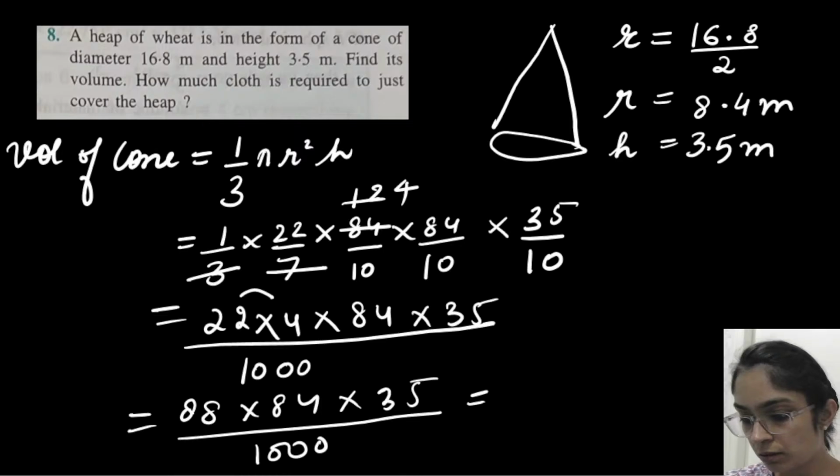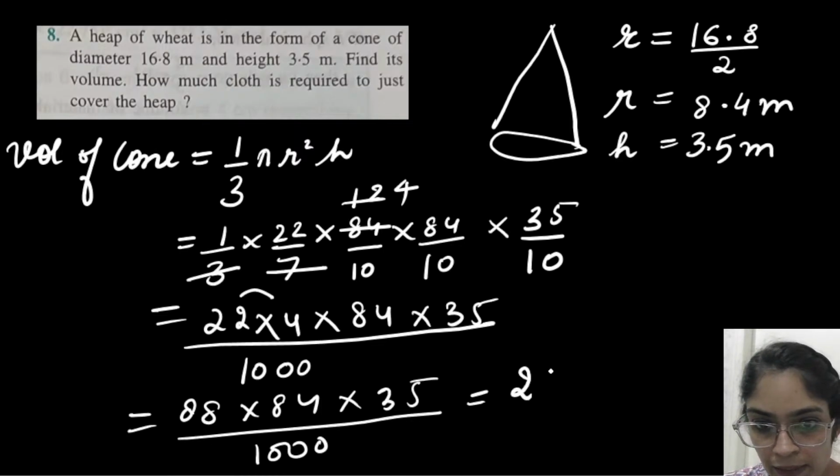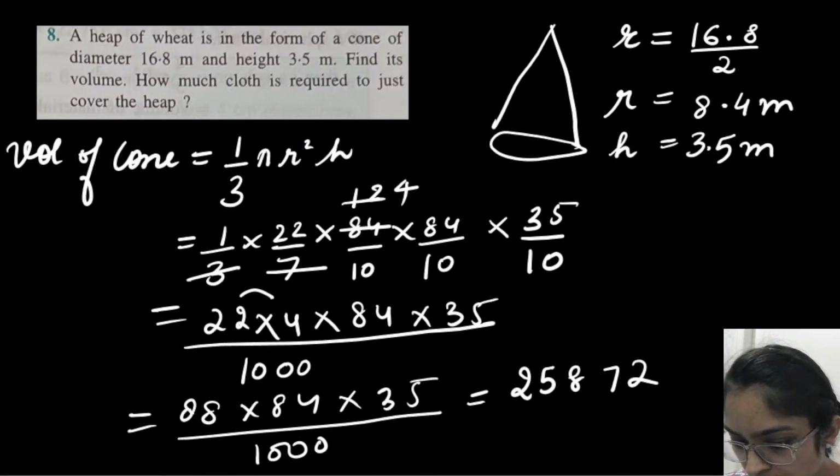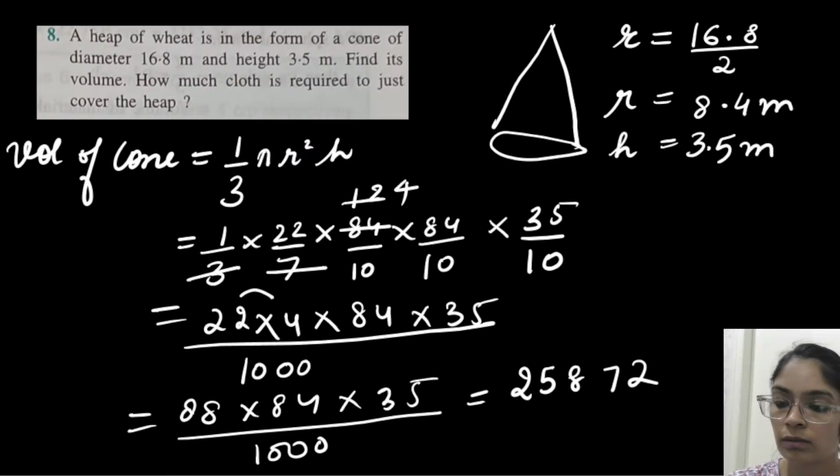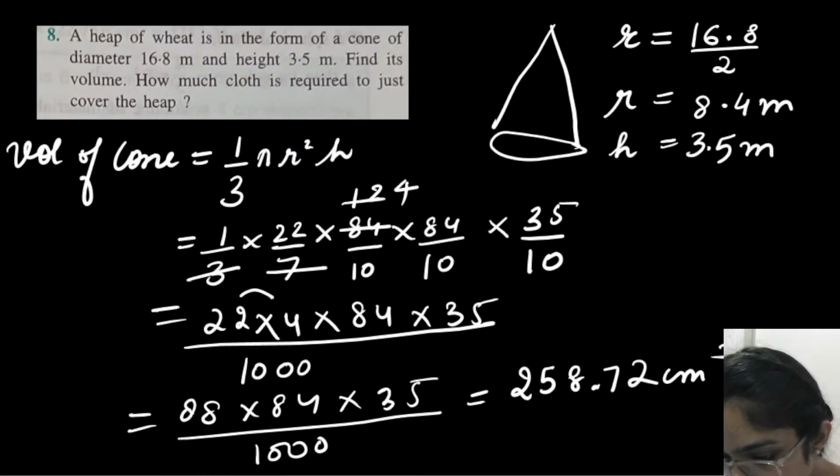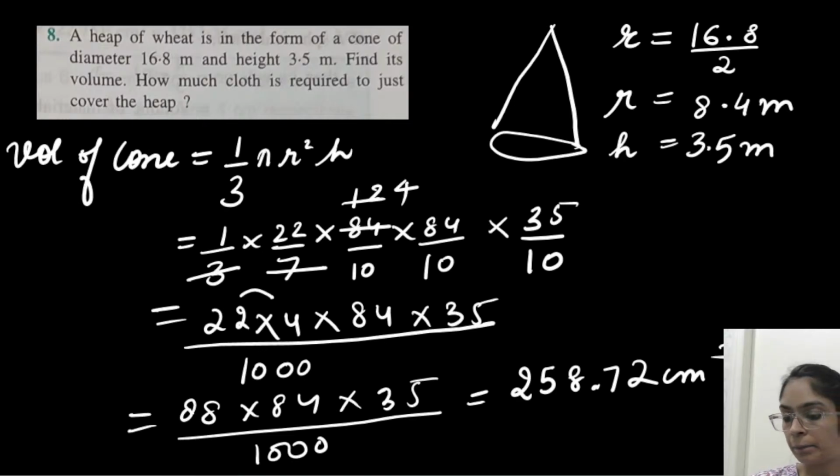So Monish has given the answer 258. Yes, after multiplication you will get 25872. What is the answer of multiplication? He has given the final answer 258.72 centimeter cube. Is it correct? I want other students also to give answers.